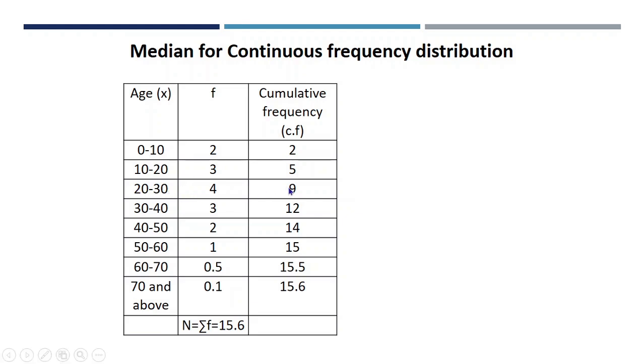Now for 20 to 30 the cumulative frequency is 9. So 9 minus 5 is 4. For 30 to 40 cumulative frequency 12, 12 minus 9 is 3. And 40 to 50, 14 minus 12, 2. And 50 to 60, 15 minus 14, 1. 60 to 70, 15.5 minus 15 is 0.5. 70 and above, 15.6 minus 15.5, 0.1. Find the sum of all these, we will get 15.6, and see this total and this value are same.